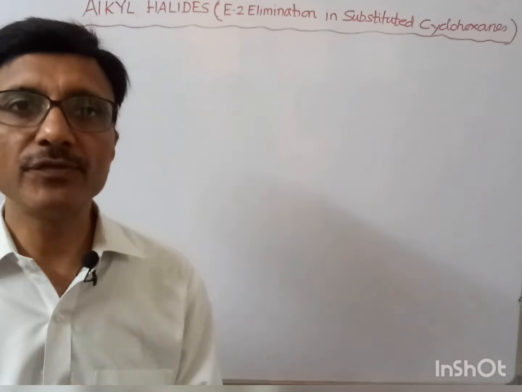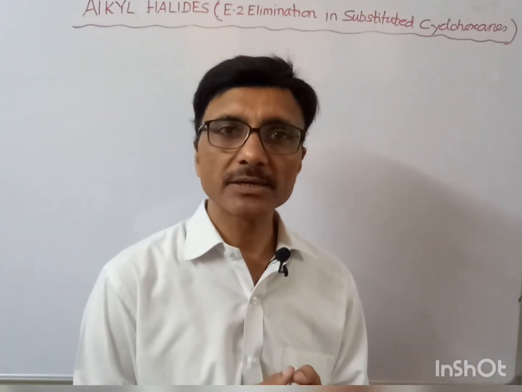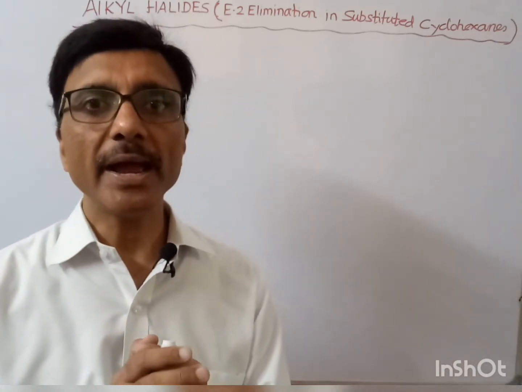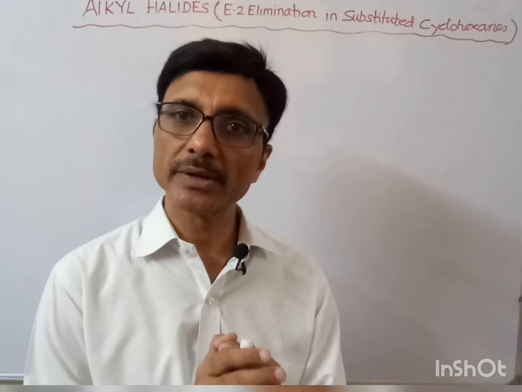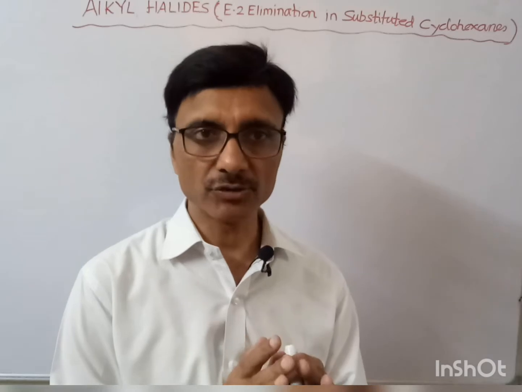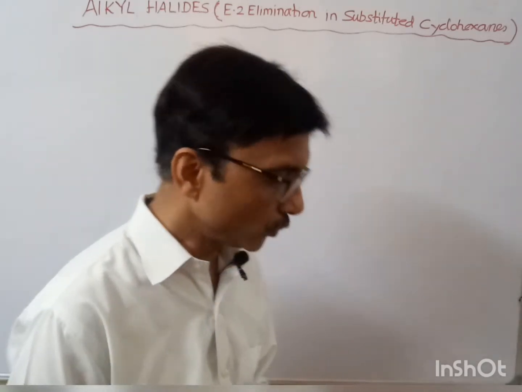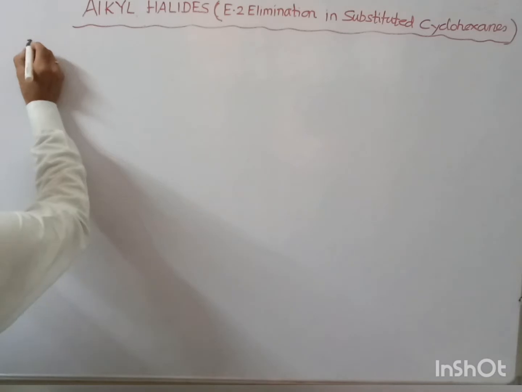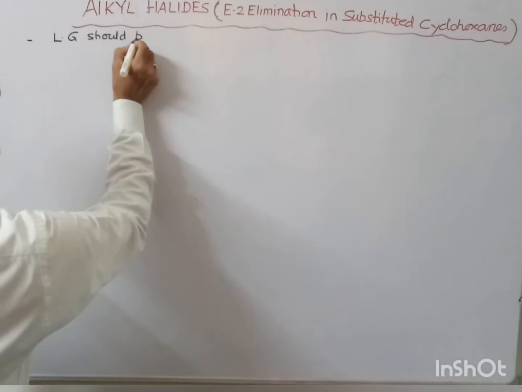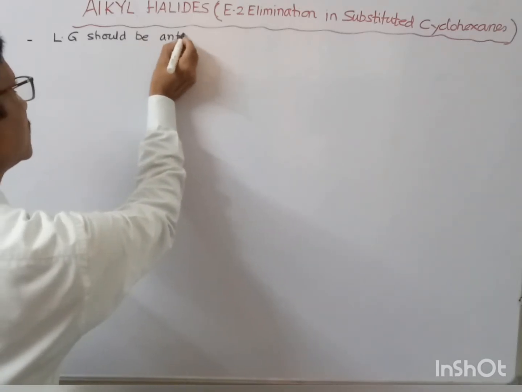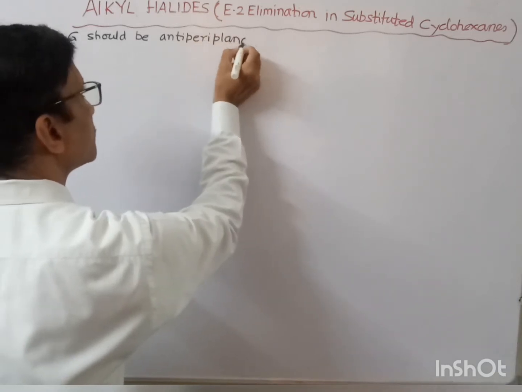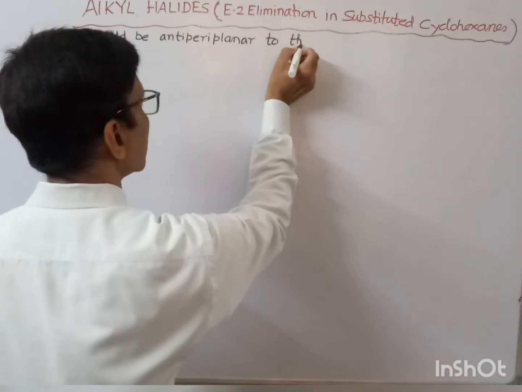One of the main important features of E2 elimination was that the leaving group or halogen group should be anti-periplanar to the hydrogen atom or beta hydrogen atom. So again here also, the leaving group should be anti-periplanar to the beta hydrogen atom.